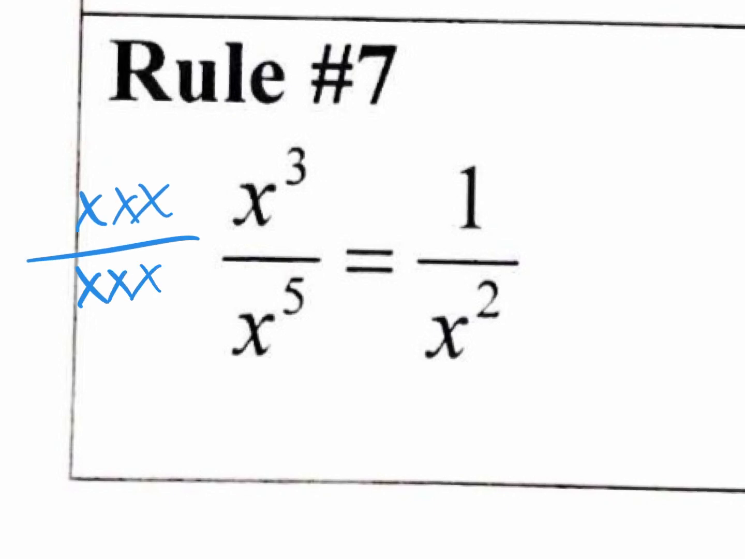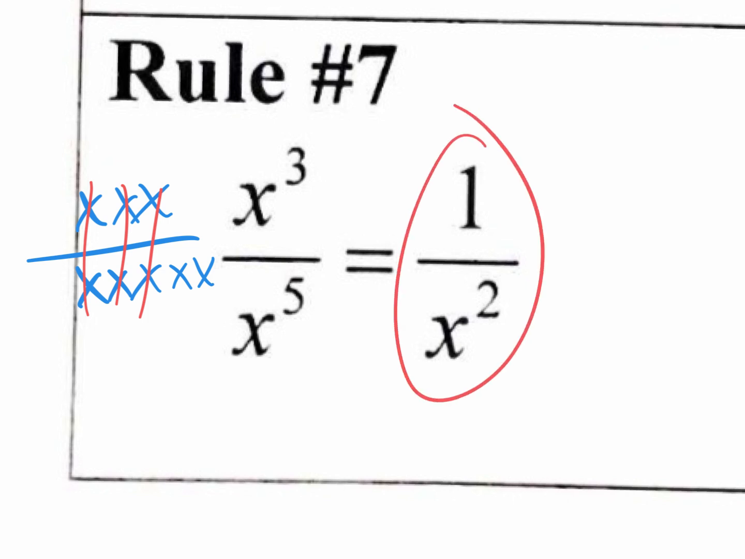It's x times x times x times x times x. Of course, cancel, cancel, cancel. What's left? 2 x's on the bottom, nothing on top. So that's why you put a 1 up on top and an x squared on the bottom. It would be ridiculous to draw this out every single time.